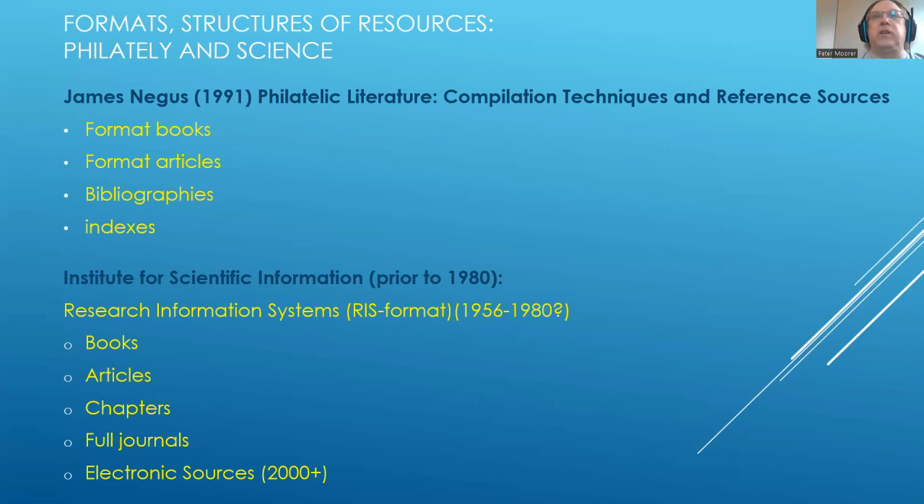But for science, the Institute for Scientific Information developed a format to store information. It's called RIS format, Research Information Systems. That's the name. It was developed from 1956 until 1980, but it's very hard to find information. And it tells you how to uniformly put down information for books, articles, chapters, full journals, and electronic resources. The electronic sources since 2000. Before that, it was only books and articles.